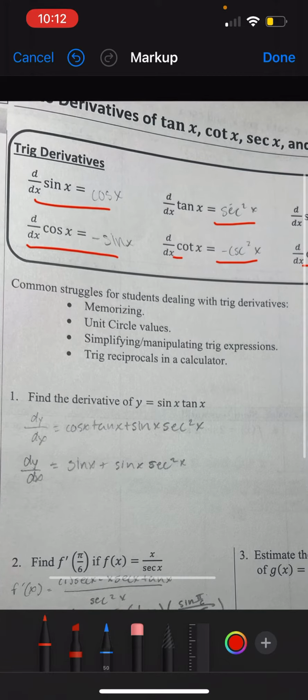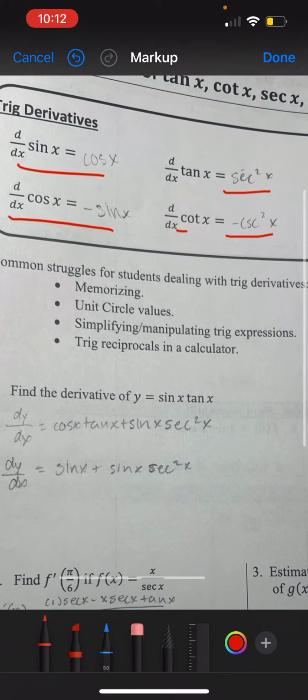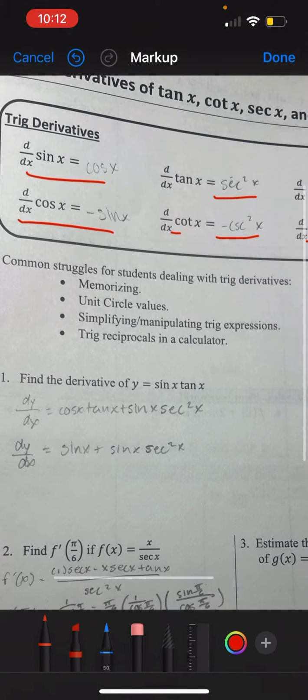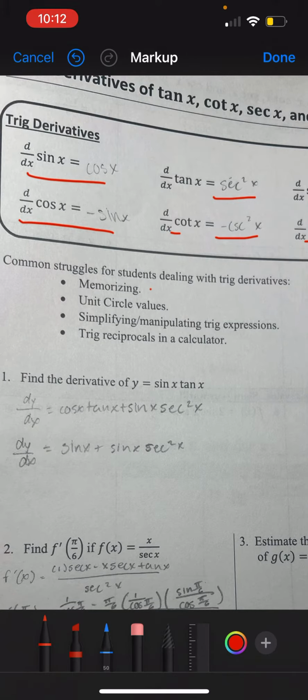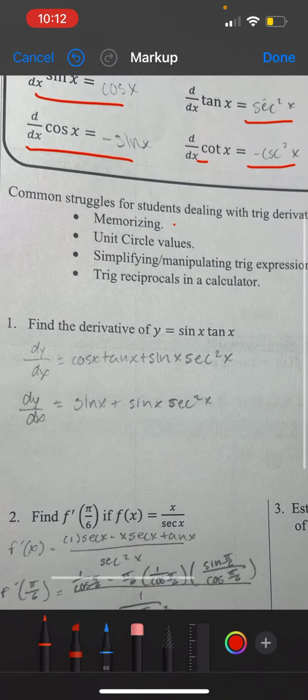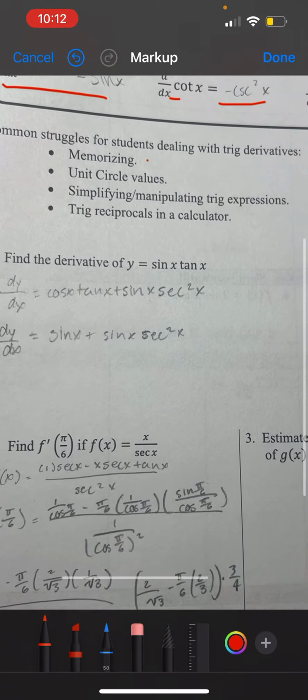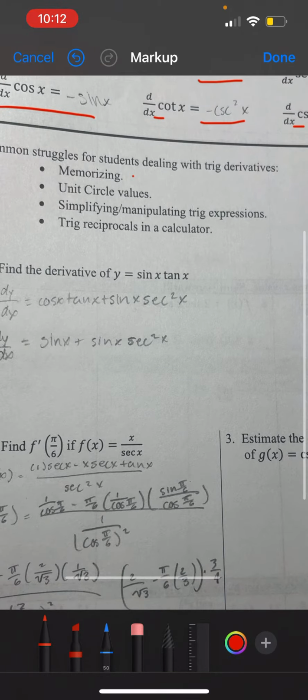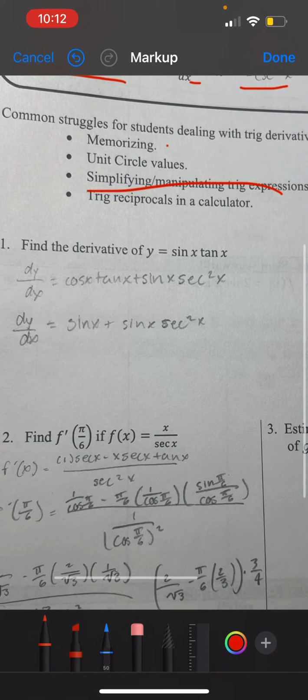So, I guess common struggles for students dealing with trig derivatives are, one, memorizing unit circles, simplifying, manipulating trig reciprocals, and a calculator. Personally, I have the most trouble simplifying, just because it's the easiest step to make mistakes on, so you have to be very clear with your writing.